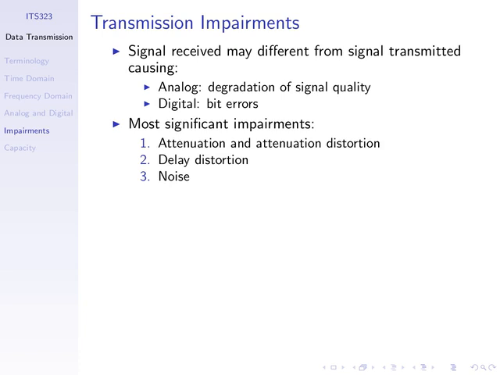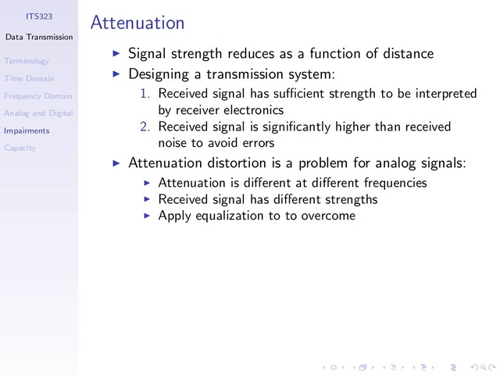The analog signal degrades, or we get bit errors. What causes those problems? Attenuation. Signal gets weaker. And related to that, distortion due to attenuation, we'll see that. Some delay distortion we'll quickly cover, and noise. Let's look at those three. Again, reasonably quickly, we don't want to go through too many details, just mention what they are.